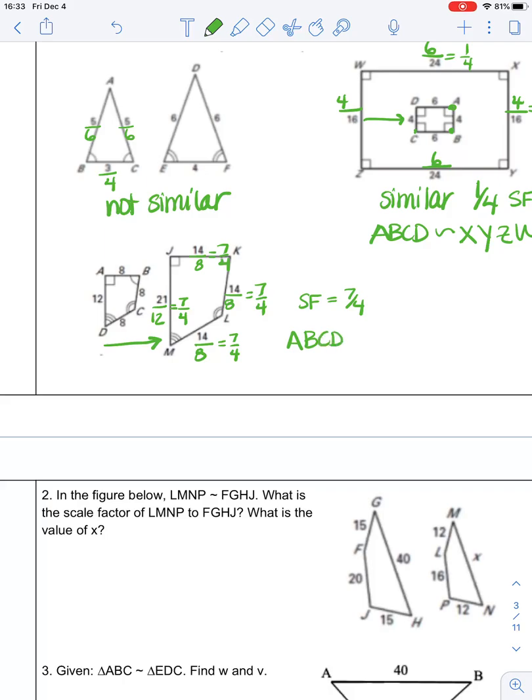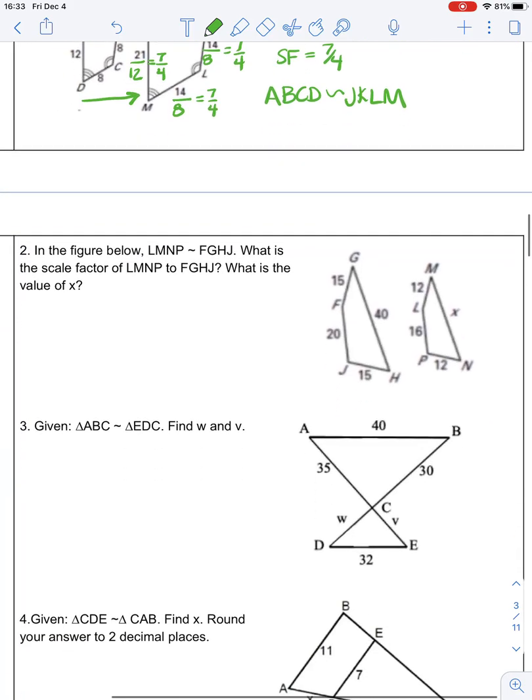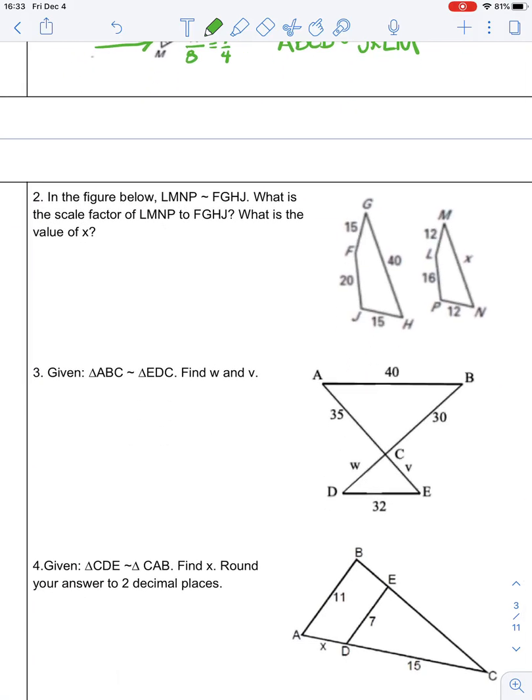And then my similarity ratio, it doesn't matter where you start. So I'm just going to start with A, B, C, D and say that it is similar to J, K, L, M. Again, doesn't matter where you start. Just once you pick a direction, go in that same direction on the other shape.